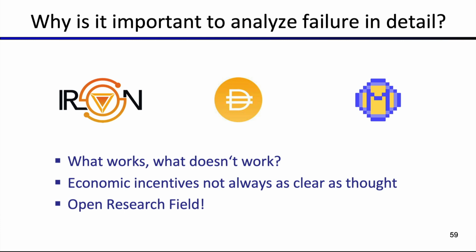So why is it important overall to analyze failure in detail? Well, we want to learn from mistakes, right? So if you come up with your next stablecoin tomorrow, you would want to have all the lessons learned from the existing stablecoins. You would want to not repeat the same mistakes, right? It's definitely fine to make a mistake, but we should certainly try to not repeat past mistakes. So it's not always clear whether the economic incentives are as clear as they are on paper, right? And overall, the stability of stablecoins remains an open research field.